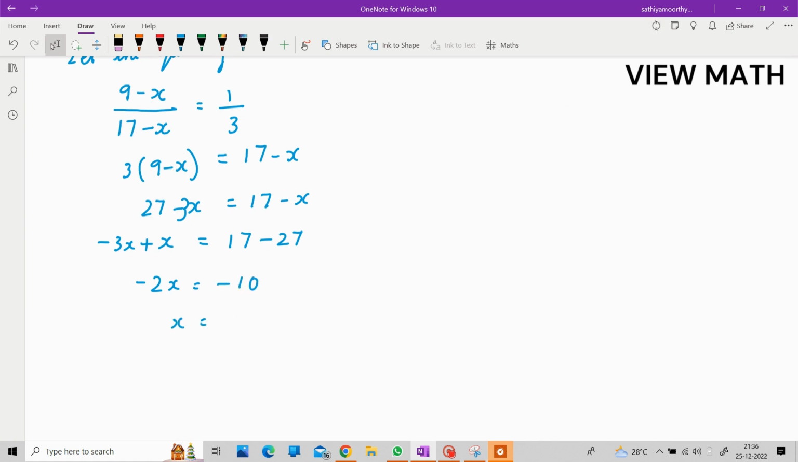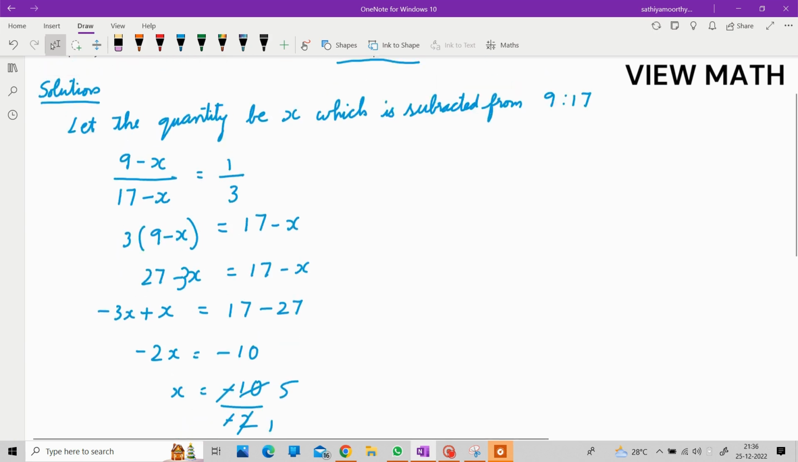X is equal to minus 10 by minus 2. The negative sign gets cancelled. 2 1 times and 2 5 times. So x is equal to 5. So this is the quantity which is being subtracted from 9 is to 7 to make it equal to 1 is to 3.